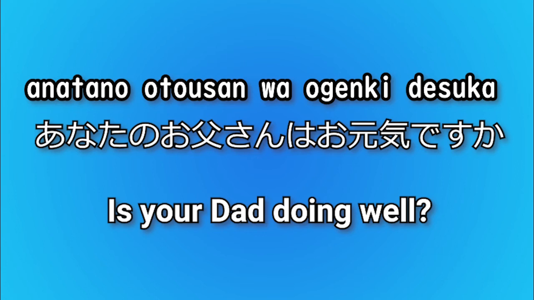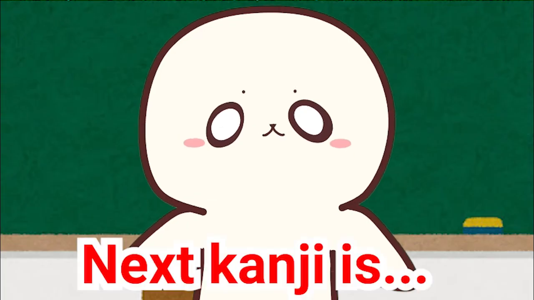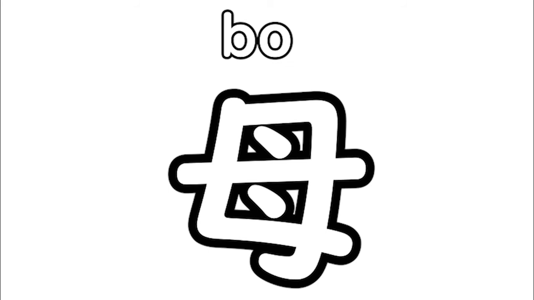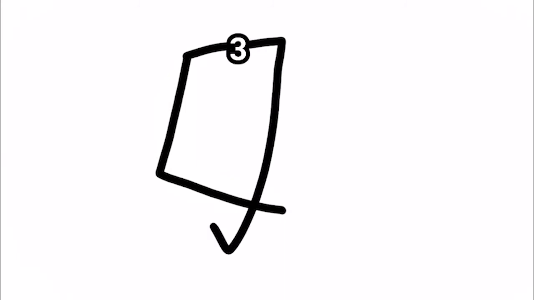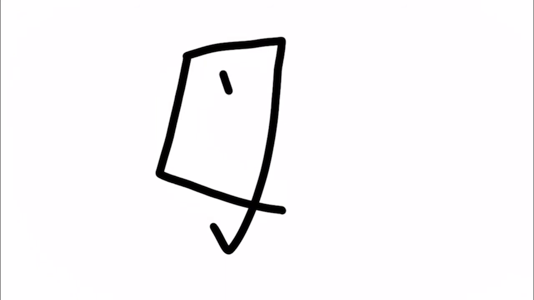Okay, then let's go back to the kanji lesson. Next kanji is ぼ. ぼ. This kanji means mother. Then let's write this kanji. 1, 2, 3, 4, 5. One more time. 1, 2, 3, 4, 5.